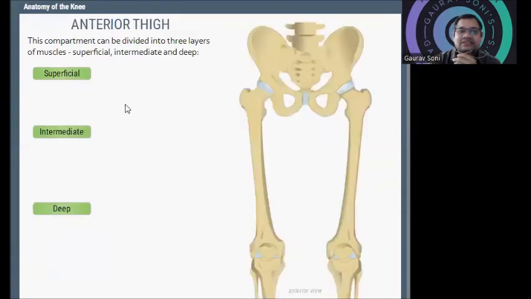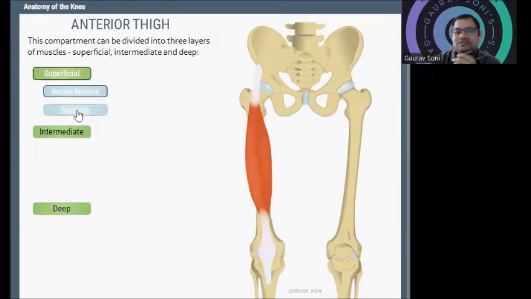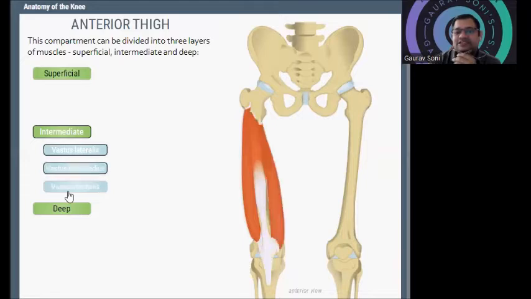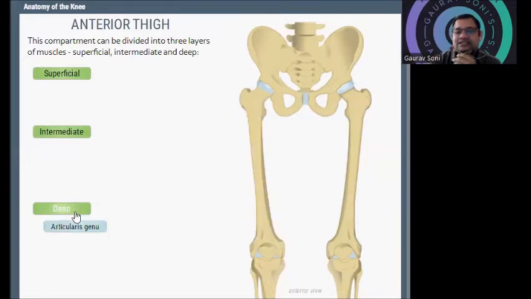Then you can see the anterior thigh. It is divided into three parts: superficial, intermediate and deep. The superficial is made up of rectus femoris and sartorius. Sartorius is also called Tailor's muscle, which is the longest muscle of the body. Then in the intermediate, there is vastus lateralis, vastus intermedius and vastus medialis. Then in the deeper one, you can see only one, articularis genu, a small one which is present at the level of genu or knee joint.